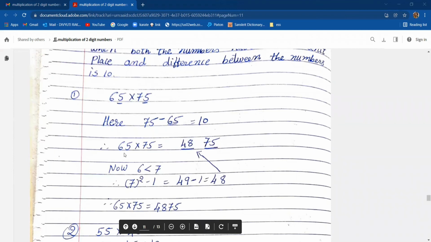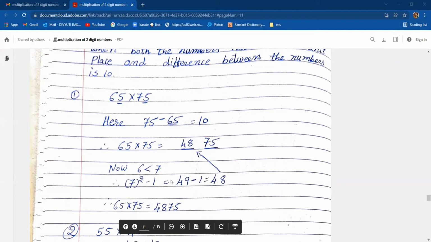Simply put 75 in the last two places, and then observe which digit is bigger among the tens digits. Here 6 is smaller than 7, so 7 is the bigger. So first do 7 square, meaning the bigger digit square, and then subtract 1 from it. Whatever answer you get, put it at the first two places.